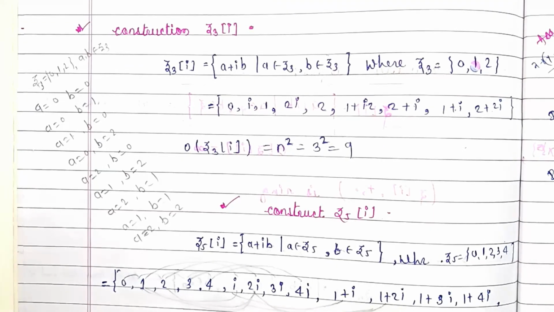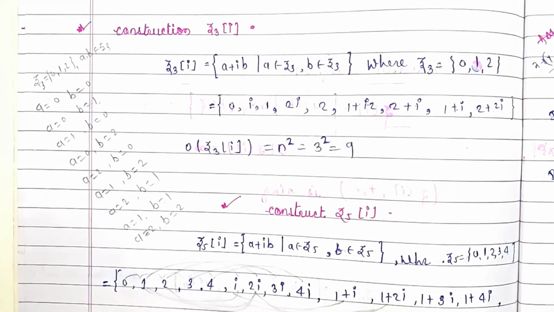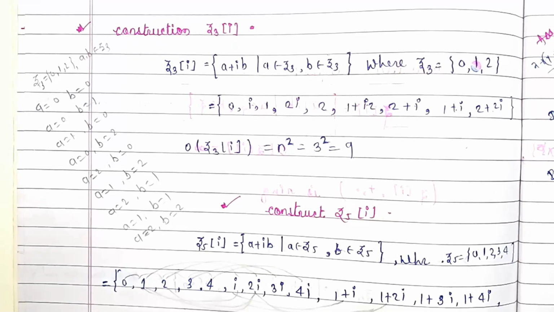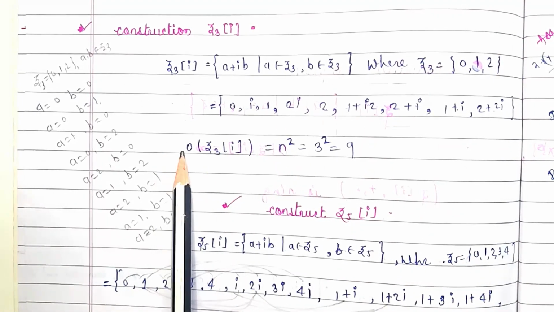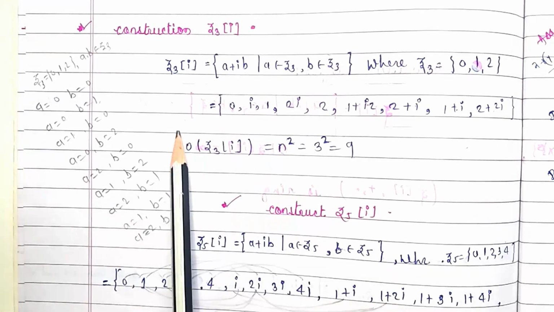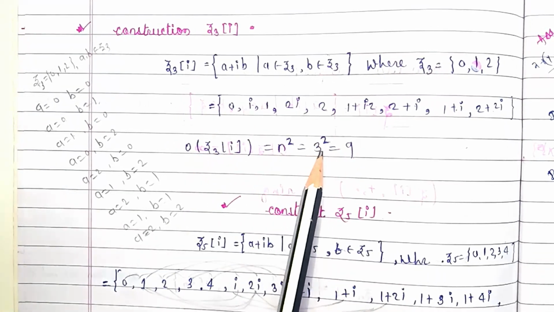Similarly, Z6I, Z7I, Z8I, and ZnI we can construct this way. We have only two elements, A and B, so we select the possibilities from Zn for A and B. Substitute these possibilities into A plus BI, and you will get the required number of elements. To cross-verify the number of elements, take the standard result that the order of ZnI is n square, and verify the number of elements using it.